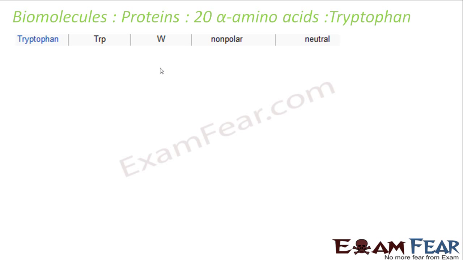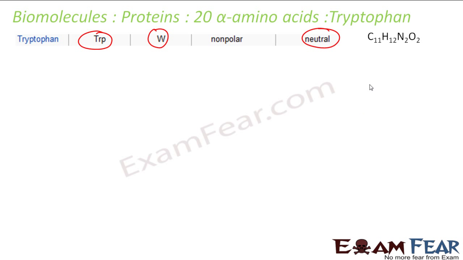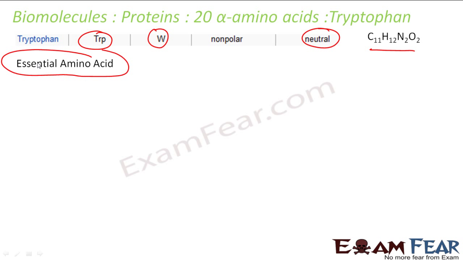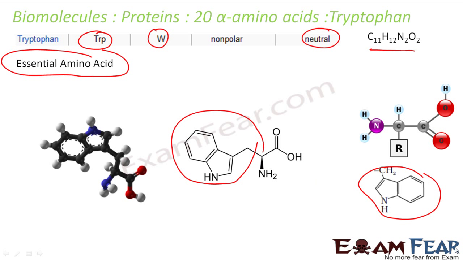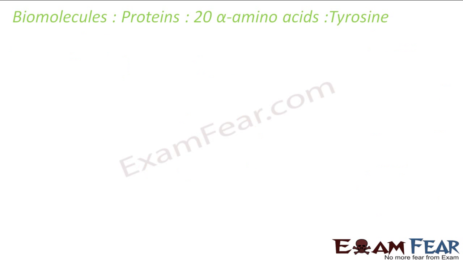The next is tryptophan. TRP is the 3-letter code, W is the single letter. This is again a neutral compound. C11H12N2O2 is the molecular formula. Essential amino acid. This is the structure. If you compare this with the general structure, this is the R. Right? This was found in 1901 by Frederick Hopkins by hydrolysis of casein. It is found in chocolates, oats, dates, milk, yogurt, cottage cheese, red meat, egg, fish and bananas.